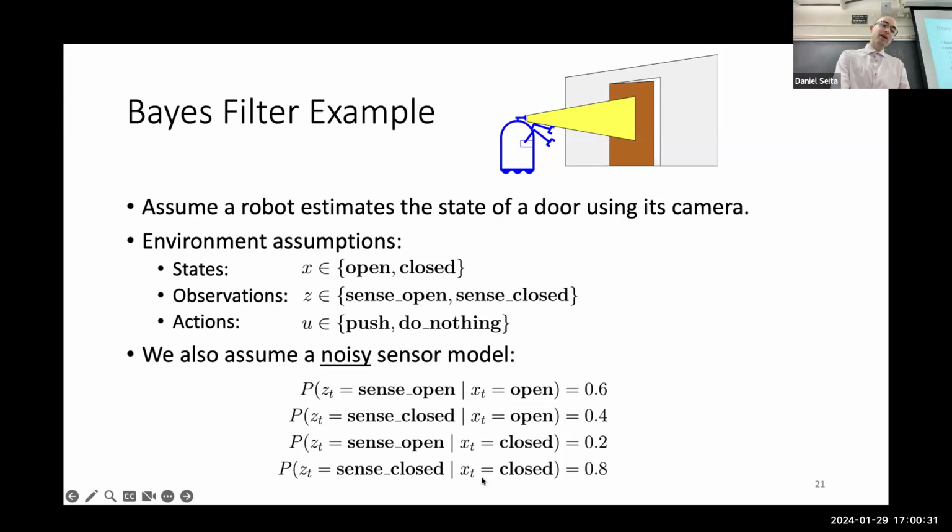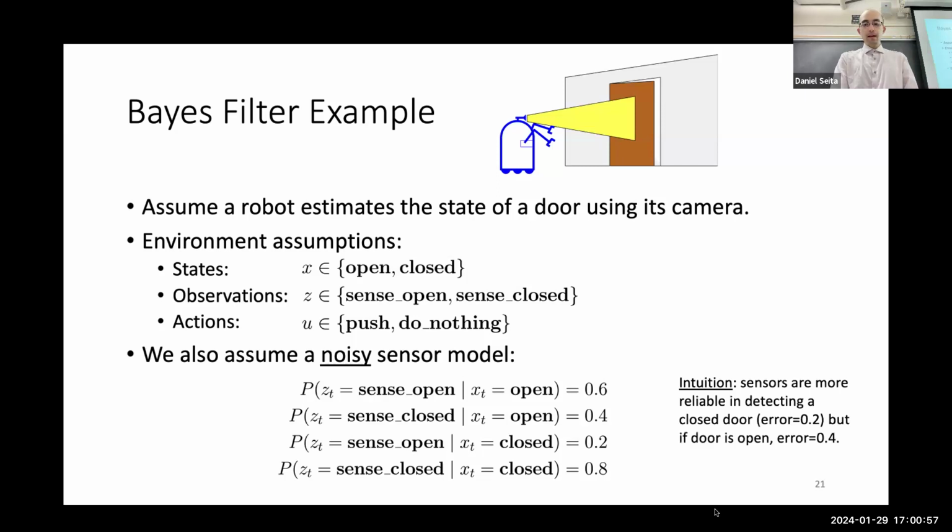It might be a little more accurate if the real state of the door is closed. In that case, the sensor will say it is closed 80% of the time. So it's correct 80% of the time, and then incorrectly thinks it's open with probability 0.2. All right, so that's our sensor model. The sensors are more reliable in detecting a closed door.